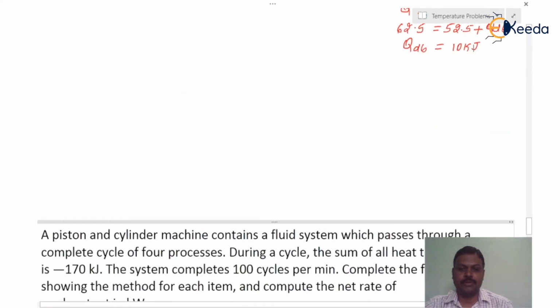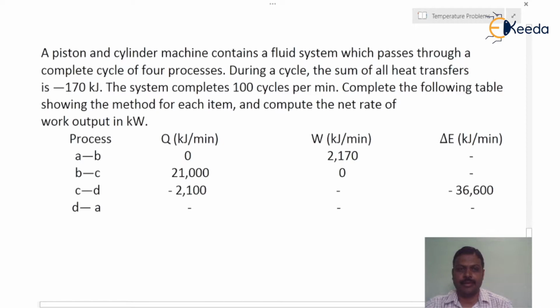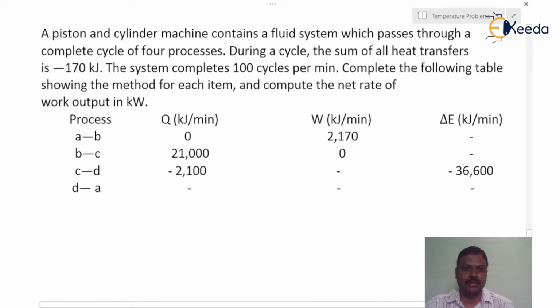And in the next problem, we have a piston cylinder machine that contains a fluid system which passes through a complete cycle of 4 processes. During a cycle, the sum of all heat transfers is minus 170 kilojoules. The system completes 100 cycles per minute. Complete the following table showing the method for each item and compute the net rate of work output in kilowatts.